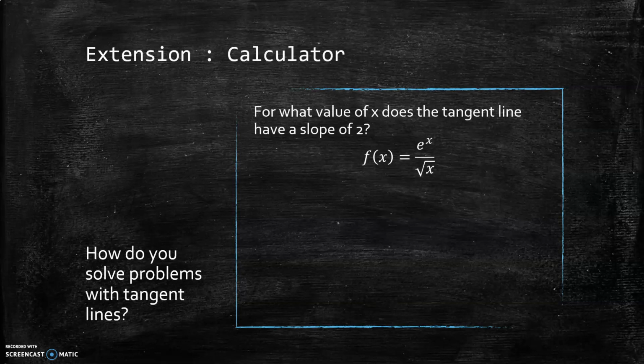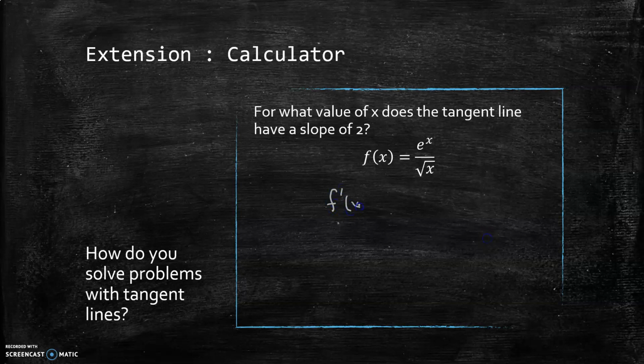All right, this is an extension problem because it involves a calculator. I just want to make sure that you're comfortable with calculator problems. For what value of x does the tangent line have a slope of 2? What I would expect you to do for this problem, which is a calculator active problem, is first expect you to find the derivative yourself.